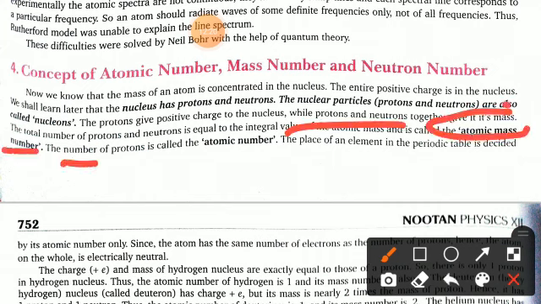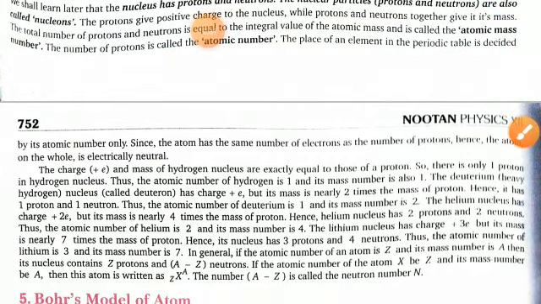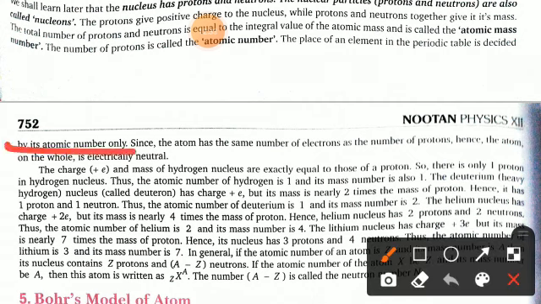Fine. So the number of protons is called the atomic number. The place of an element in the periodic table is decided by its atomic number only, not by its mass number. This thing you should keep in mind. Now, since the atom has the same number of electrons as protons in the nucleus, the whole atom is electrically neutral. This is the reason why the atom is electrically neutral.